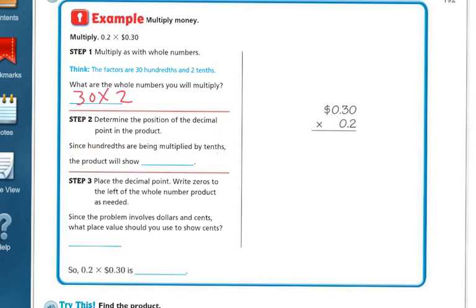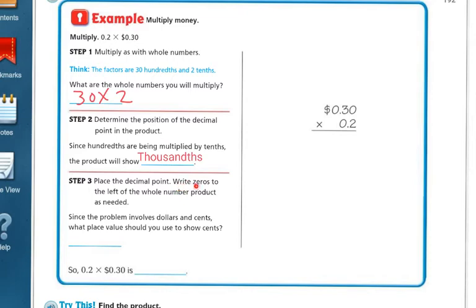Since the hundredths are being multiplied by tenths, the product is going to show thousandths. Let's look: how many do I have after the decimal? On this one, I have 1, and on this one, I have 2 numbers after the decimal. So I have 1, 2, 3 numbers. Three numbers after the decimal is the thousandths place, okay?